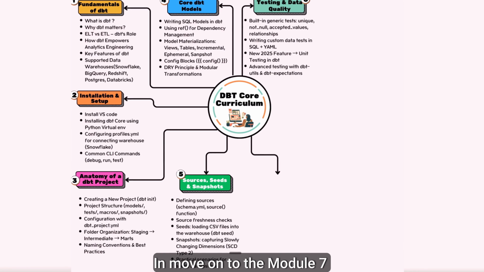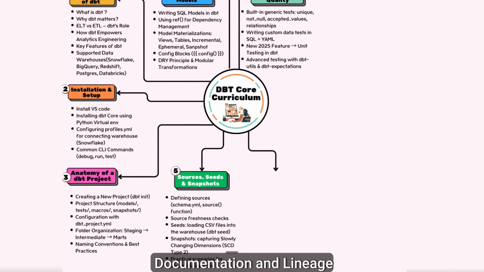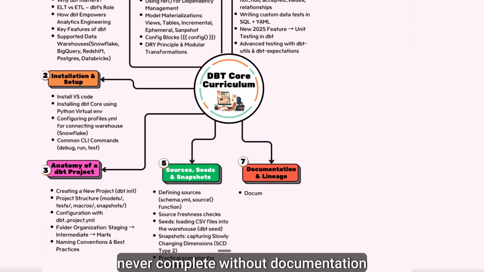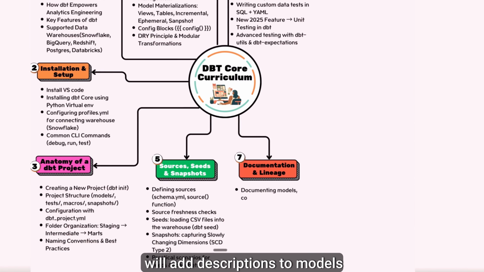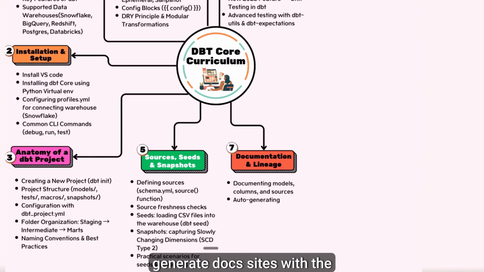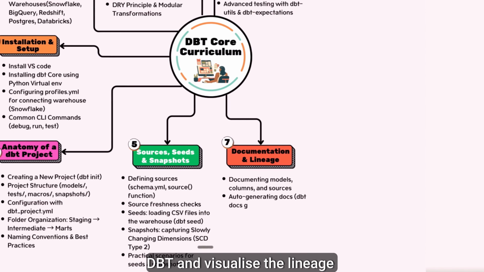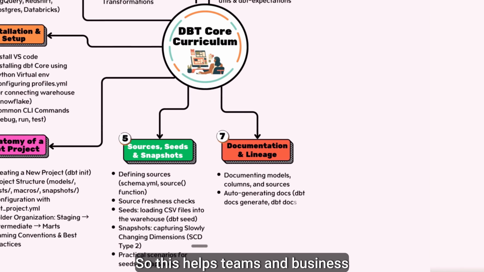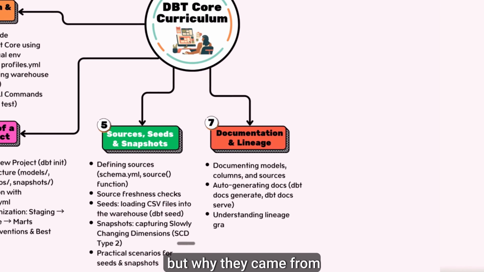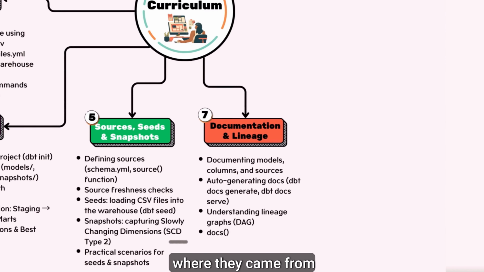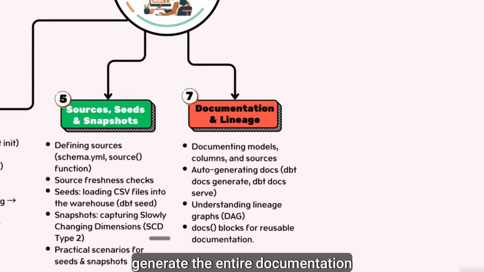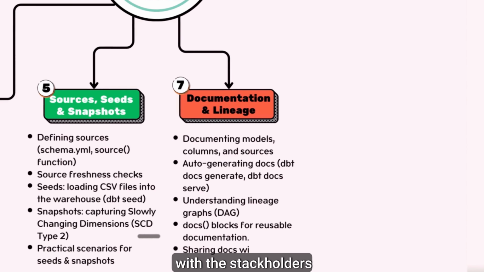We'll move on to module 7, documentation and lineage. An analytics engineer's work is never complete without documentation. We'll add descriptions to models and columns, generate docs sites with DBT, and visualize the lineage graph. This helps teams and business users understand not just the numbers, but where they came from. With a single command, you can generate the entire documentation and share it with the stakeholders.